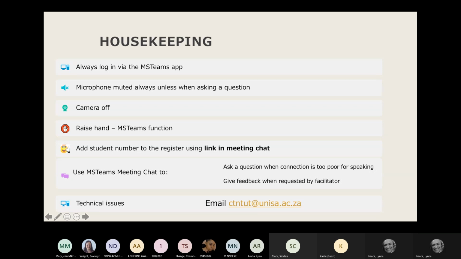Add your student number to the register using the link in the meeting chat. Use the Teams meeting chat to ask a question when the connection is too poor for speaking, or give feedback when I request feedback from you. My sessions are always interactive, and the way I keep you engaged is by having you participate in the meeting chat when I ask, and of course by posting your questions.